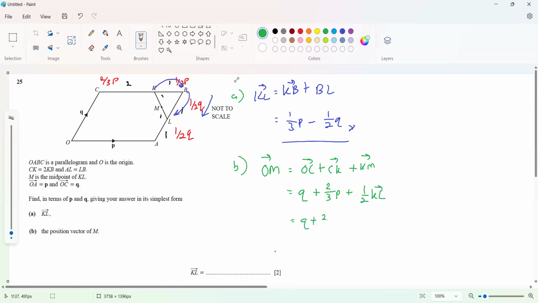So from here, I can just work out half of KL. Half of KL is simply half of what I counted earlier. KL is 1 over 3P minus 1 over 2Q, counted above. So Q plus 2 over 3P plus 1 over 6P minus 1 over 4Q. So this is 3 over 4Q plus 5 over 6P. And that's done.